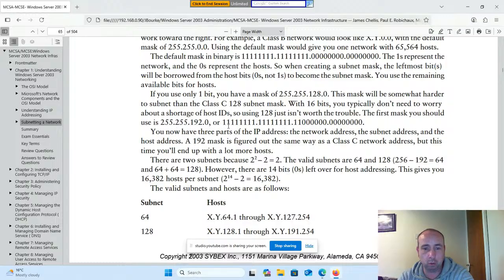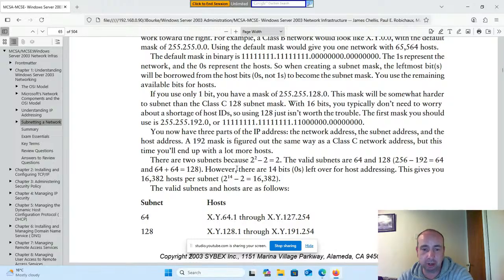255.255.192.0, or 11111111.11111111.11000000.00000000. You now have three parts of the IP address: the network address, the subnet address, and the host address. A 192 mask is figured out the same way as a Class C network address, but this time you'll end up with a lot more hosts.